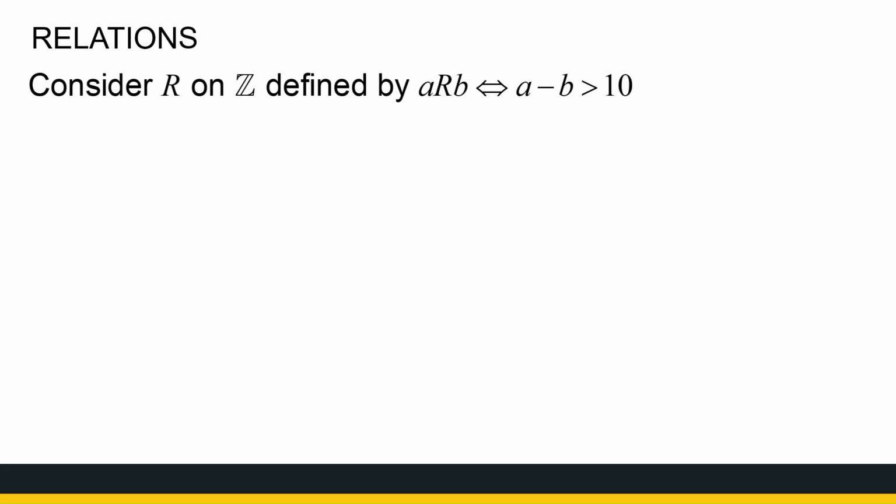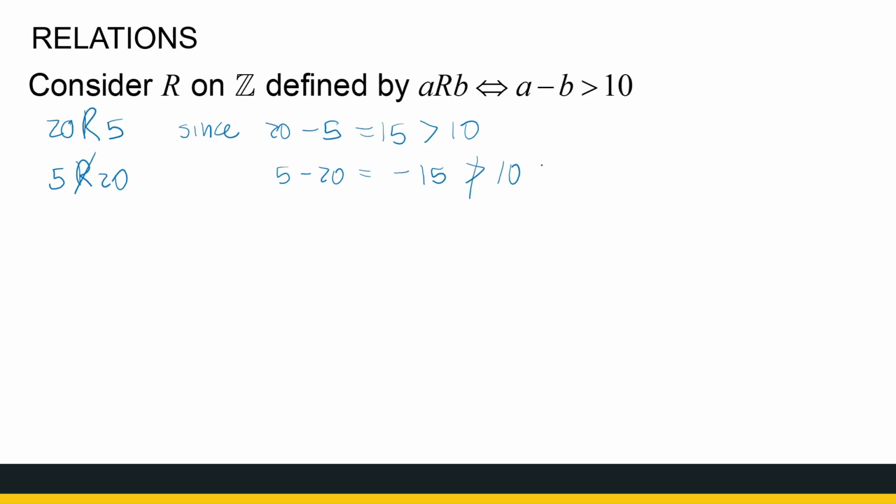What about this one? a minus b is greater than 10. Well, a minus b is greater than 10. Will b minus a then be greater than 10? That's what we're asking. Now we know how minus works. This doesn't seem like it's going to work, because 20R5 is true, since 20 minus 5 is 15, and 15 is greater than 10. So I'm happy with that. But then what about 5R20? Is that going to be true? No, because 5 minus 20 is minus 15, and that's definitely not greater than 10.